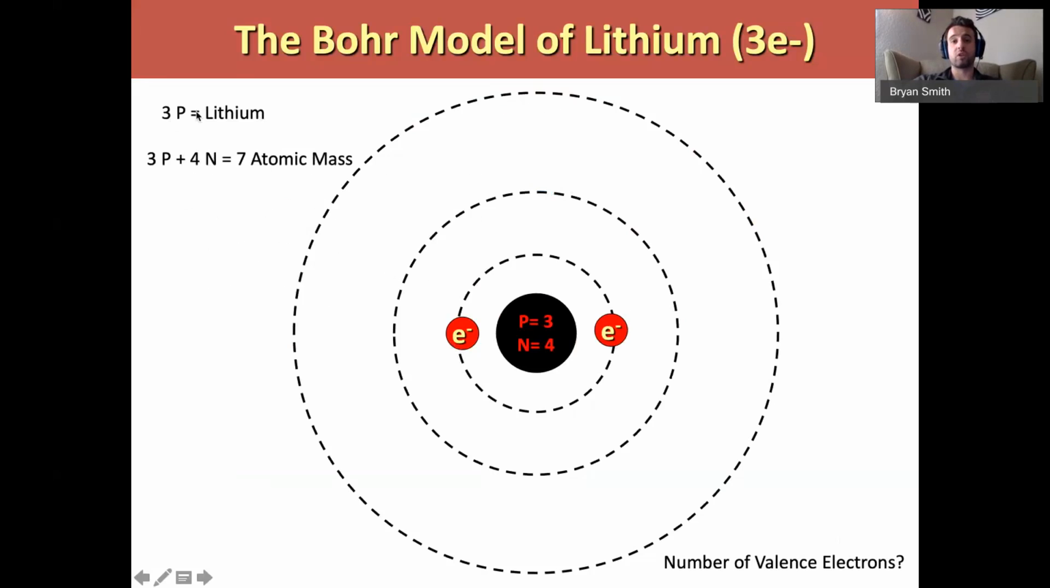Remember, the number of protons you have dictates what the element is. And then I have 3 plus 4 neutrons to get 7. I couldn't have 4 protons and 3 neutrons because instead of being lithium, that would be beryllium. Beryllium has 4 protons.